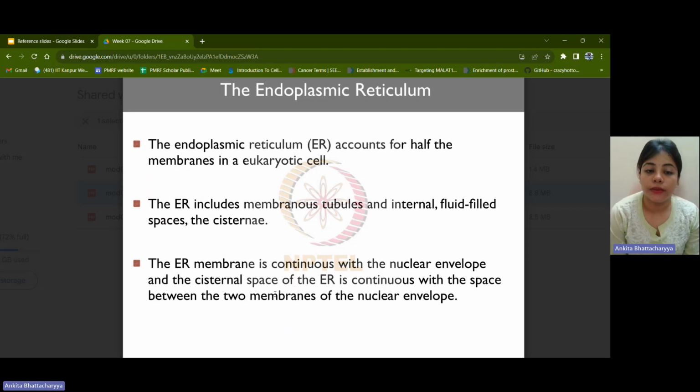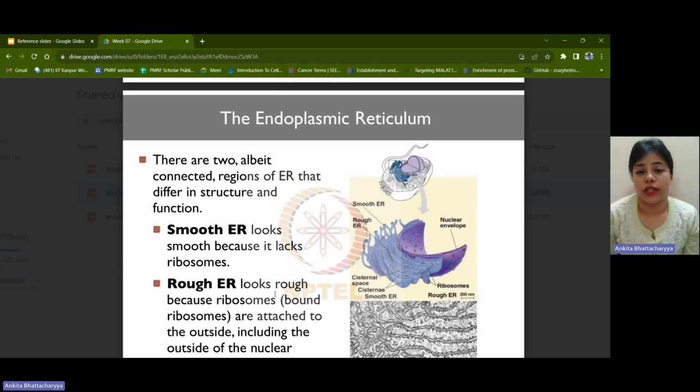So, the ER membrane is continuous with the nuclear envelope, and the cisternal space of the ER is continuous with the space between the two membranes of the nuclear envelope. So that's why we said that it is directly in contact with the ER. And like we have previously discussed, we understand why that is important as well, and why that is the default pathway that a cell chooses to be in as well. So that's what we saw.